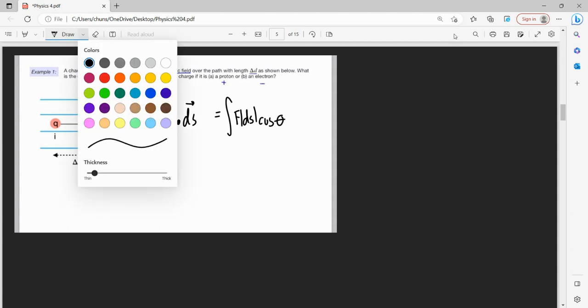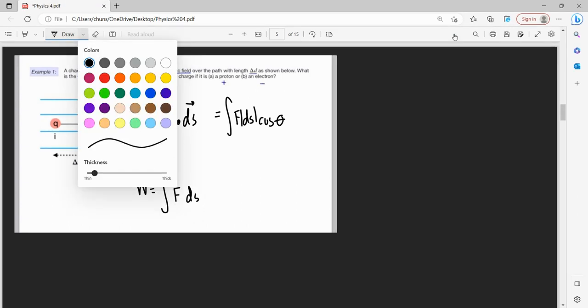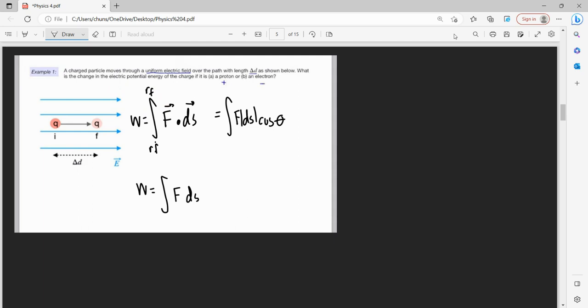Since the angle that it makes with our electric field is 0 degrees, because it's parallel, then that just makes this expression F times ds. So that gets rid of our dot product, so we just have the magnitude of them multiplied together. And I'm going to continue this on over here. So this is F ds.